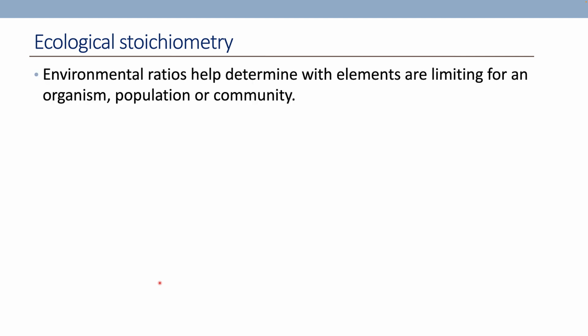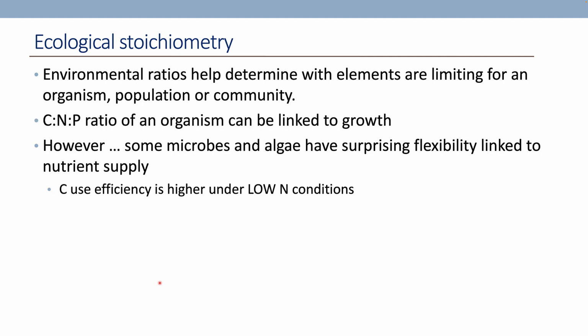So when we think about ecological stoichiometry, we want to think about how these environmental ratios help us determine what elements might be limiting for an organism, population, or even a community. And so the ratio in the ocean that we were just seeing is 16-1. That's in the water. It is also reflected in the phytoplankton biomass. So there's this homeostasis that exists. You might call it Redfield's homeostasis or Redfield's ratio, but this ratio is really important.